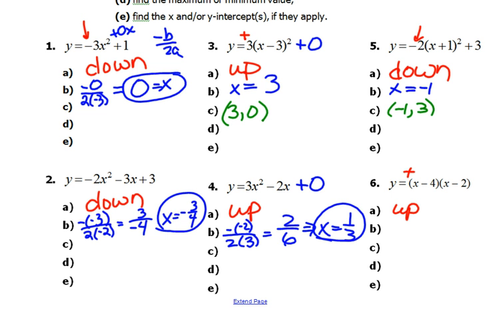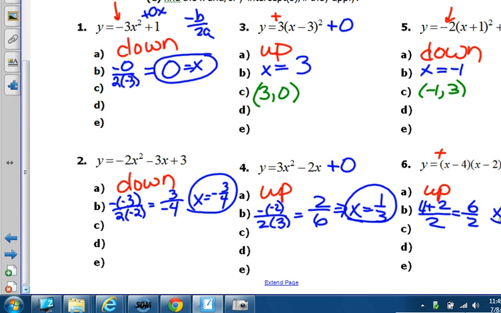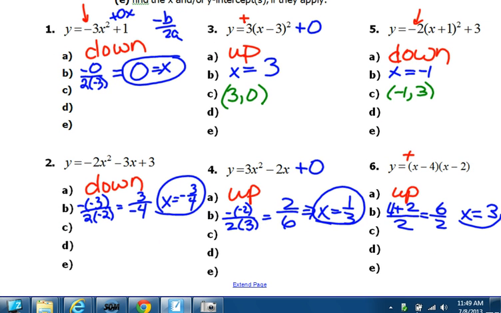Here, if you remind yourself, we have intercepts. The axis of symmetry is halfway between the two intercepts, so we add them and divide by 2. In this case, it's going to be 6 divided by 2. And so my axis of symmetry is going to be at x equals 3. All right, x equals 3.